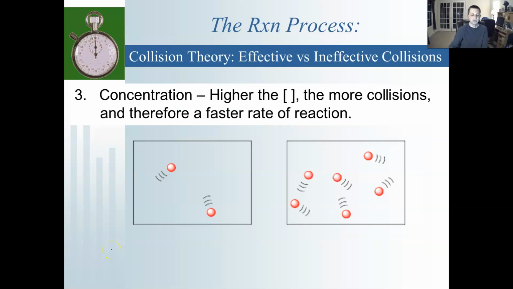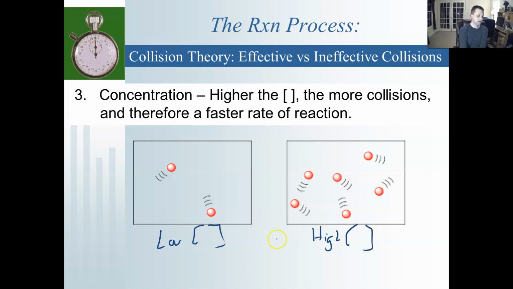All right, number 3, concentration. The higher the concentration, the more collisions, and therefore a faster rate of reaction. So one way to get your reaction to proceed at a faster rate is to just have more and more collisions occur. So here is your low concentration, and here is your high concentration.